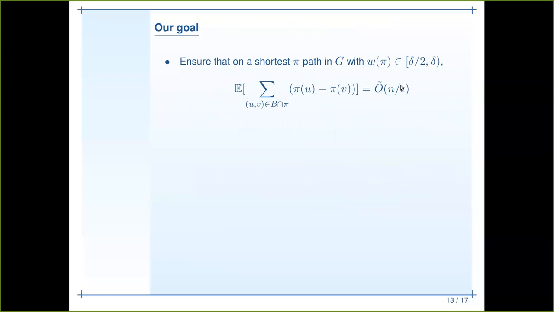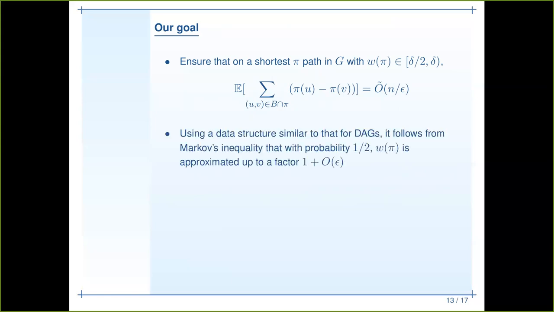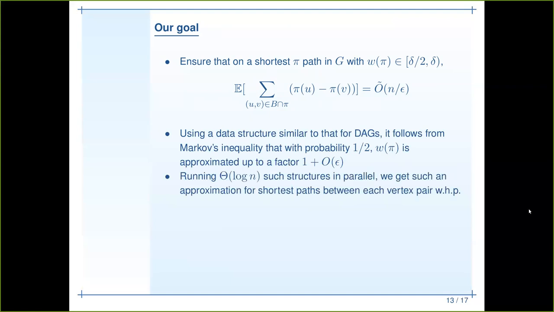If you remember from the data structure for DAGs, the only way we exploited that it was a DAG was that this sum here for forward edges was at most n. So if you can show that this holds also for the back edges in expectation, then you can essentially get the same time bound as we got for DAGs. If you can show this up here, we can use Markov's inequality to conclude that with constant probability, the weight of this path pi is approximated up to a factor 1 plus O of epsilon. And now we can get a high probability bound by running a logarithmic number of structures in parallel.